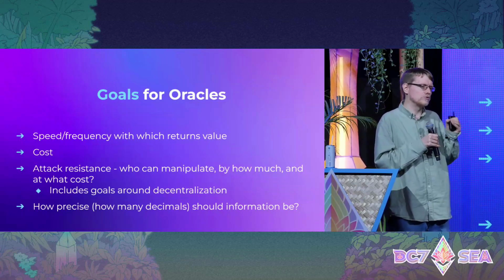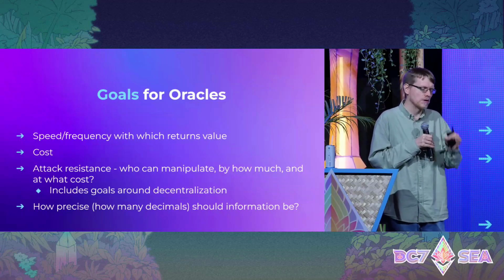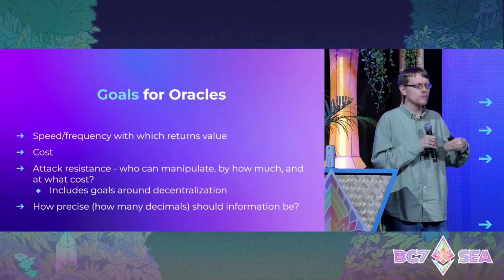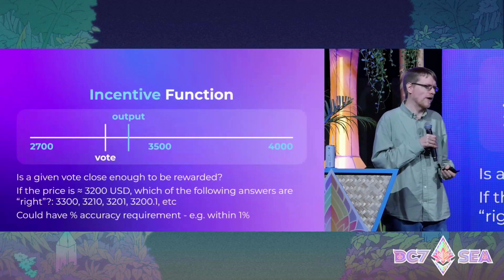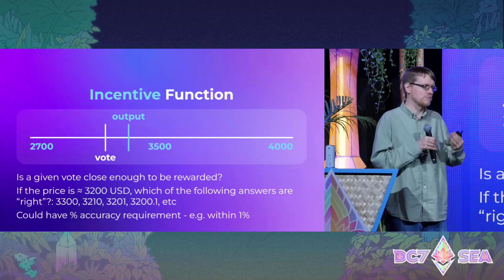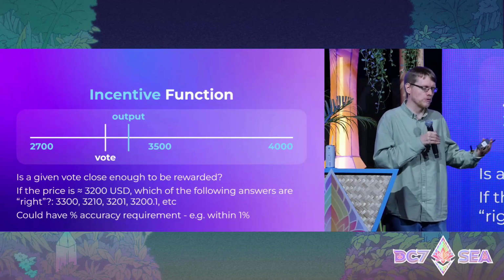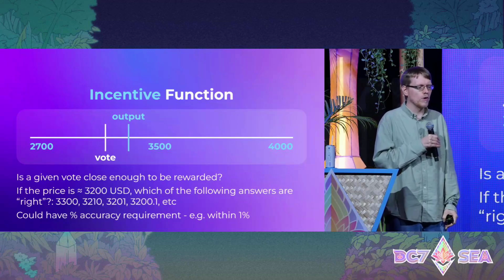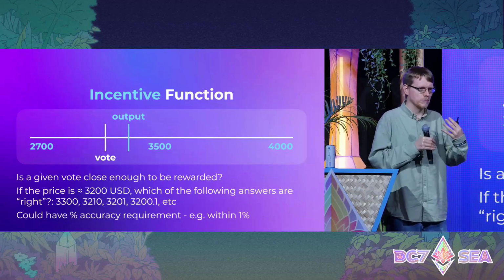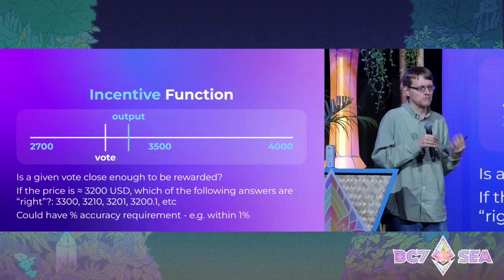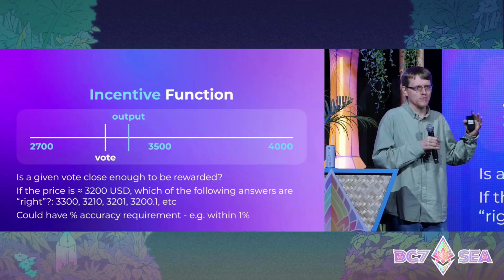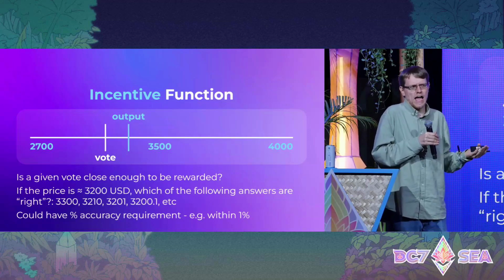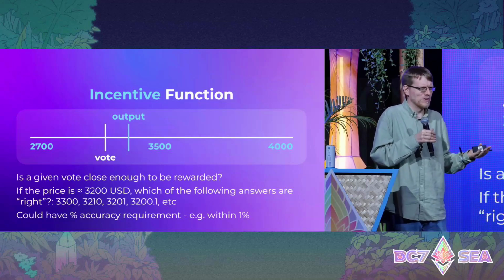And where you really get into the specifics of the number question is this question of how precise you want your information to be. How many decimals? And this is very relevant for incentive functions. If you are rewarding people to participate in your oracle, say you want a price oracle, and you say, tell me the price of ETH in USD, and I say the price is more or less $3,200, and you say 3,201. Am I right? Should I be rewarded? Should I be penalized?